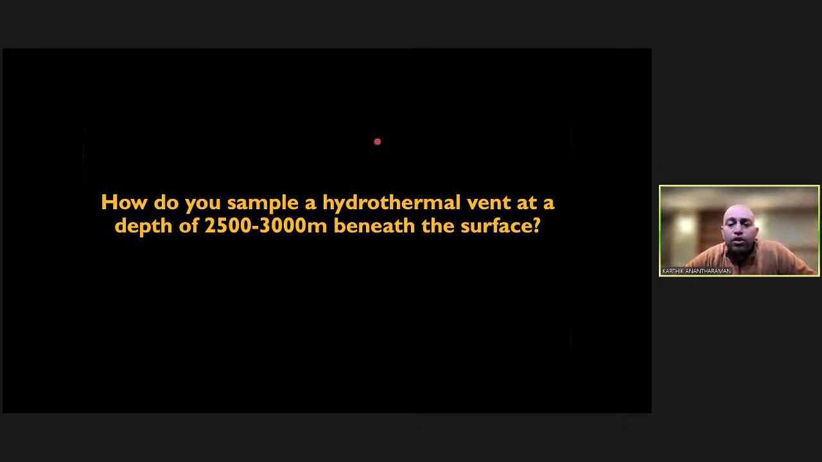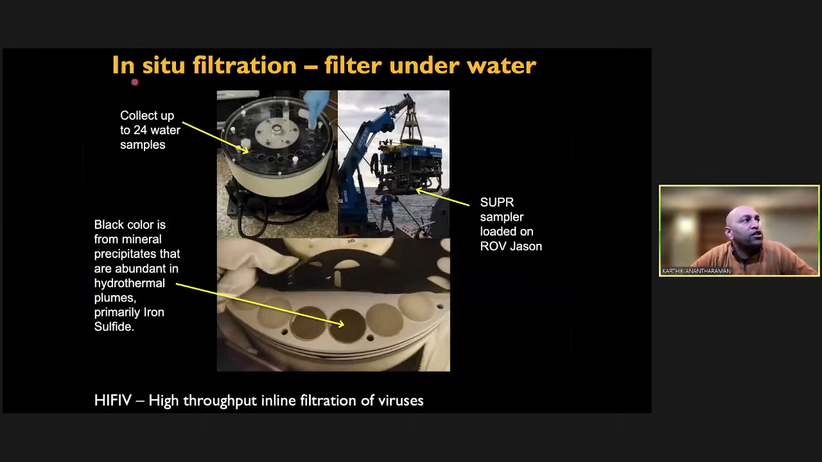Now, how do you sample a hydrothermal vent at the bottom of the ocean? We use a number of in situ filtration processes, so we essentially filter underwater. What you're looking at over here is an instrument known as SUPR. This is a sampler that can be loaded onto a remotely operated vehicle, so this is a robot. This Jason that you see is a robot. You can load SUPR on here, and then when it goes down, you can sample. SUPR has about 24 ports, and each of these is one filter. So what you're seeing is we have filtered 24 different samples, and these samples contain microbes as well as viruses.